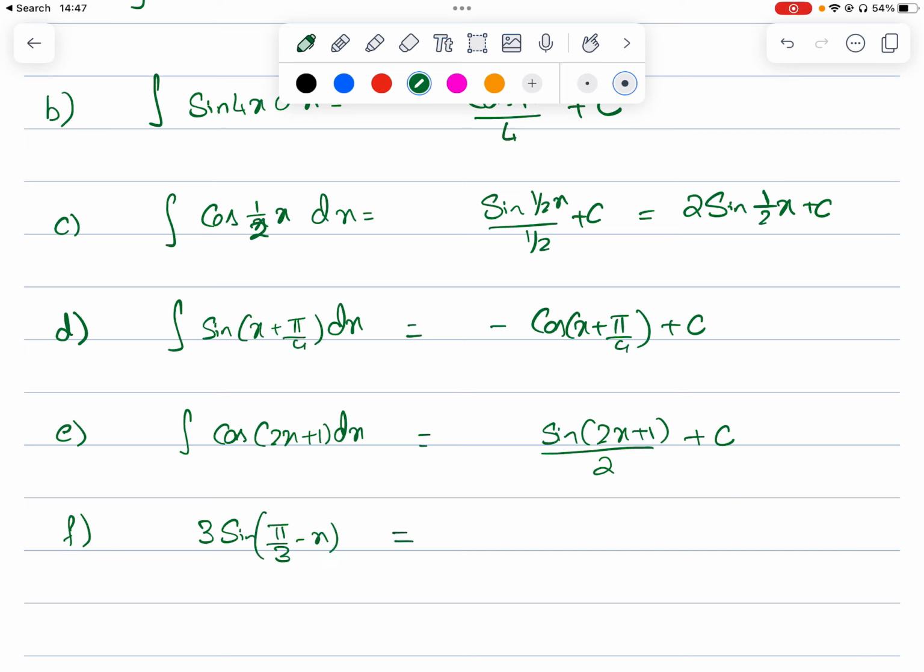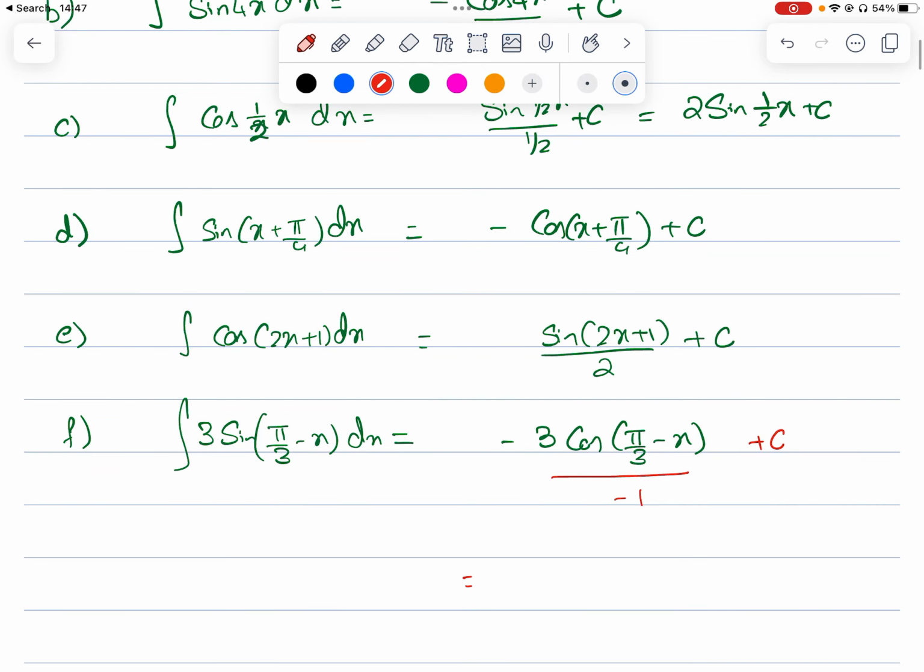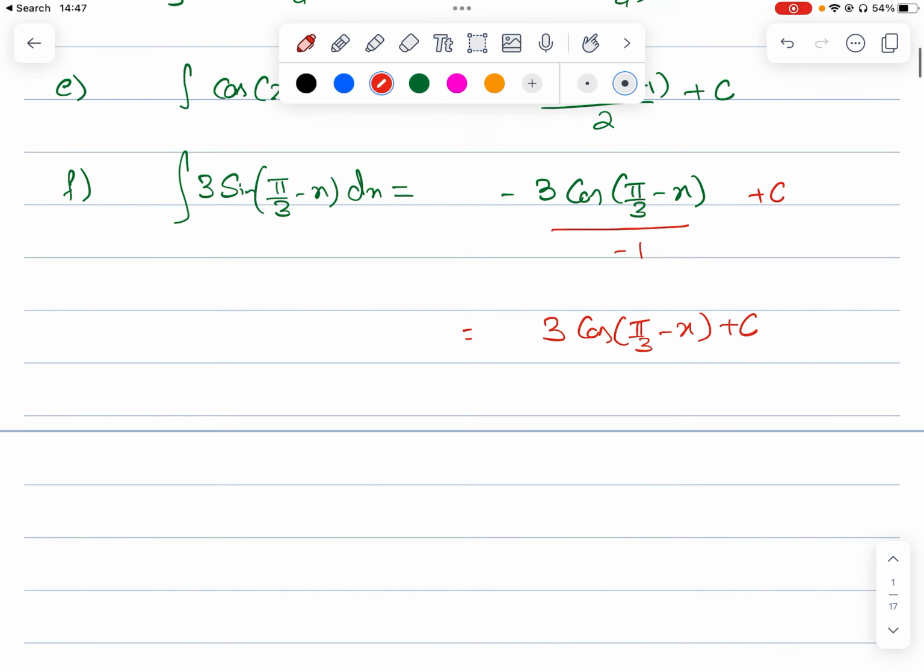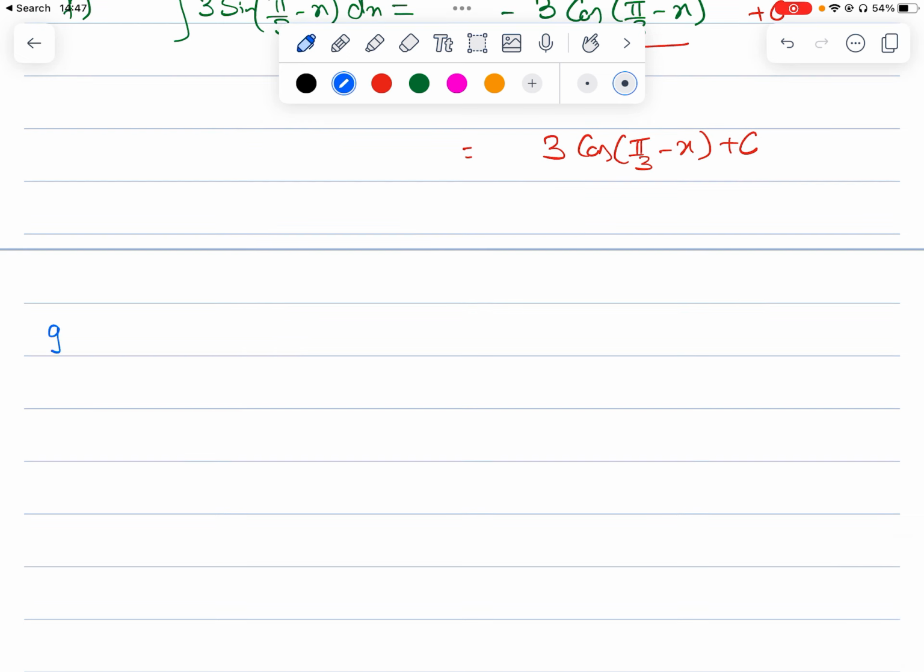So that is integral dx. It becomes negative 3 cosine of pi upon 3 minus x divided by negative 1 plus c. So negative negative gets cancelled. My final answer is 3 cos of pi upon 3 minus x plus c. Then G, integral of secant x tan x dx. Direct formula, integral of secant x tan x is secant x plus c.